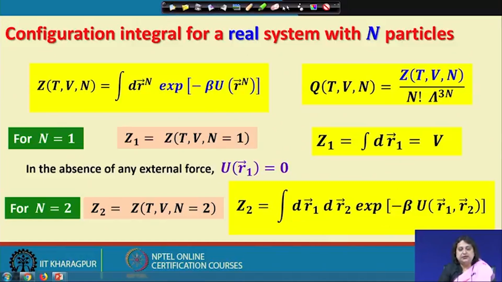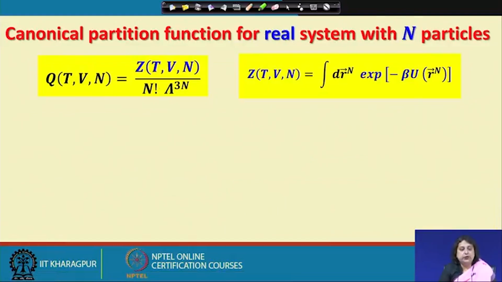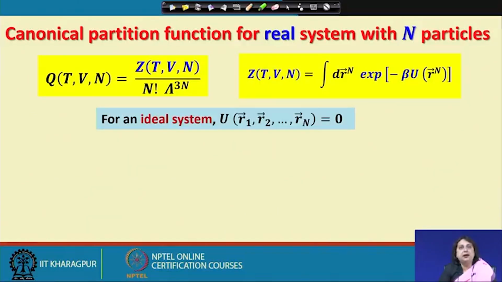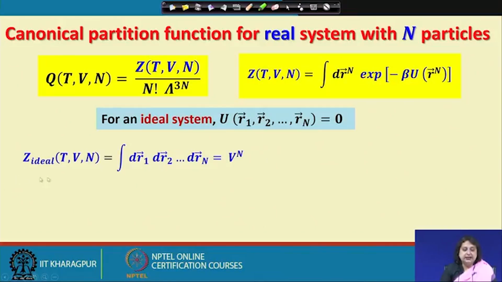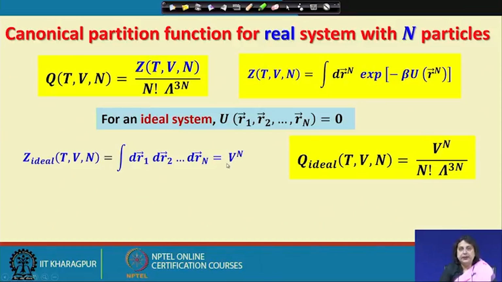Taking these examples and trying to understand what the configuration integral is is helpful, because for the real system with capital N particles, these will appear at different stages. The simplest system, of course, is the ideal gas case, where the N particle potential energy is equal to 0, because there is no interaction between the different constituent particles in the system. So, in that case, Z ideal is nothing but V to the power of N, and therefore, Q ideal, as we have seen before, is nothing but V to the power of N divided by N factorial into lambda to the power of 3N.